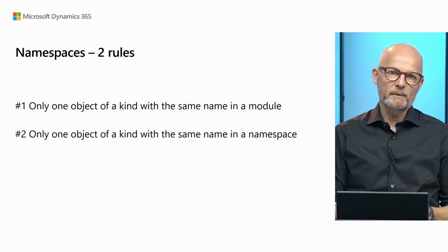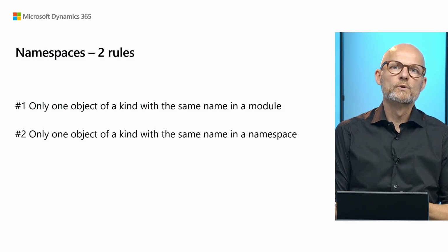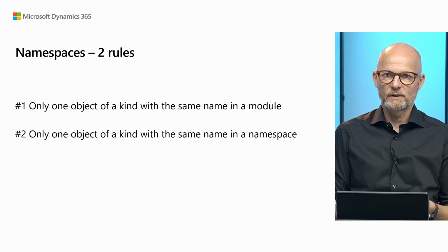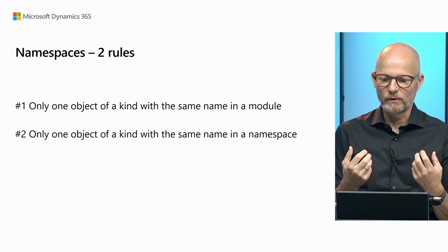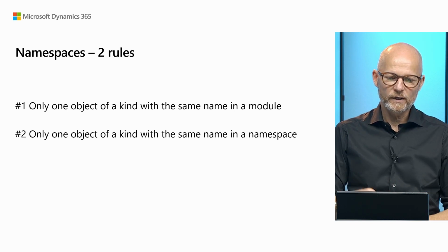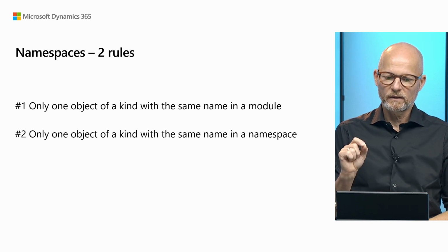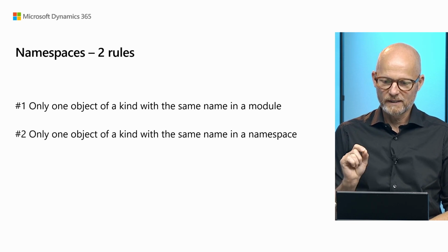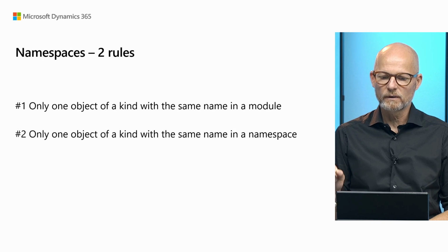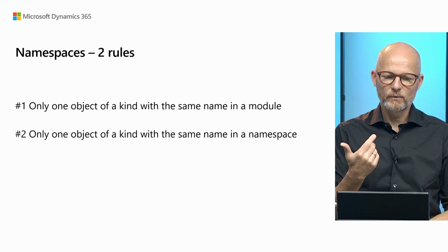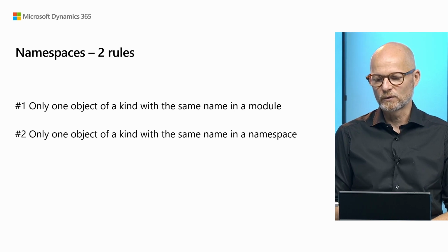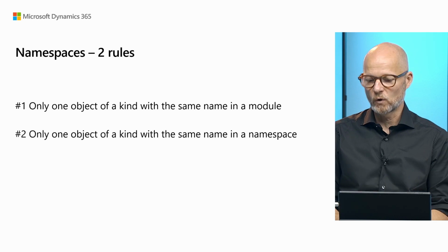When we introduce namespaces, we have two rules, and those rules are also to preserve compatibility with old code. So you can only have one object of a kind with the same name in the module, which means that kind, name, and module is unique. And you can only have one object of a kind with the same name in a namespace, which also means that kind and fully qualified name is also unique.